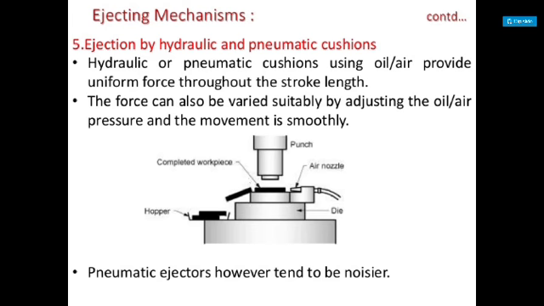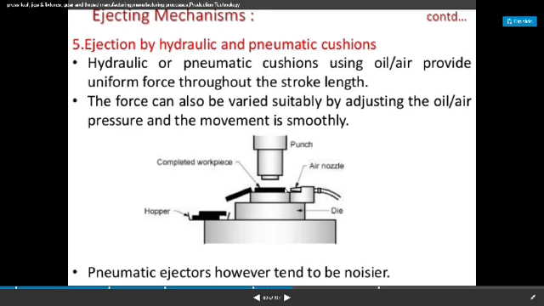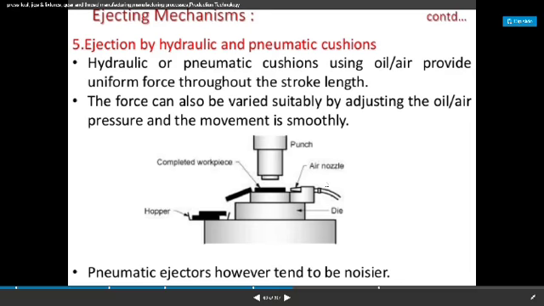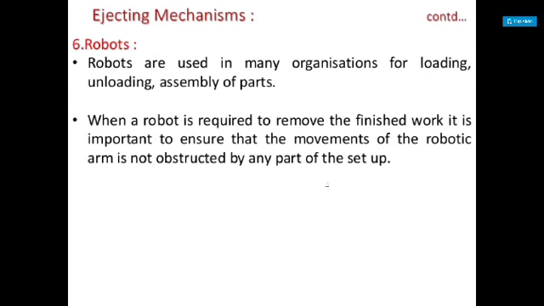Ejection by hydraulic or pneumatic cushions. Here you can find air nozzle, hopper, completed workpiece, punch. Hydraulic or pneumatic cushions using oil or air provide uniform force throughout the stroke length. The force can be varied suitably by adjusting the oil pressure and the movement is smooth. Pneumatic ejectors, however, tend to be noisier.